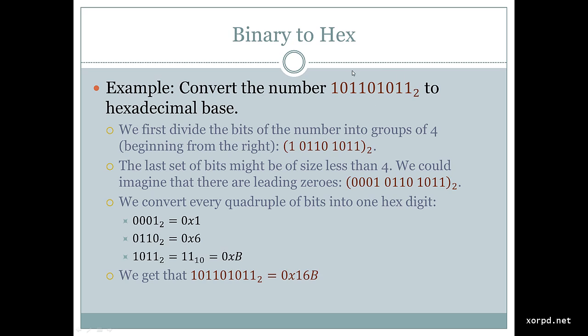For this number, for example, the number of digits is not divisible by 4, so we have this first quadruple and the second one, and we have this last bit, 1, which is alone. This could happen. The last set of bits might be of size less than 4. Therefore, we could imagine that there are leading zeros. We could just fill in zeros from the beginning. It's not going to change the value of the number, but it is going to be more comfortable to look at.